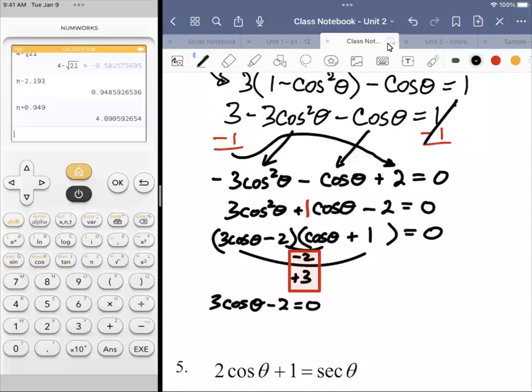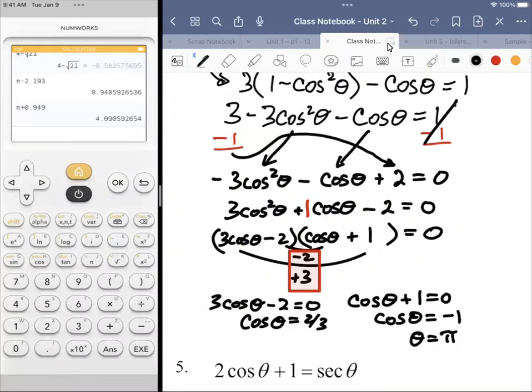set that equal to 0, cosine theta plus 1, set that equal to 0. I'll get cosine of theta is equal to 2/3. Cosine of theta is equal to -1. The only time cosine is equal to -1 in the unit circle is when theta is equal to pi. All right, so that part's at least accounted for.